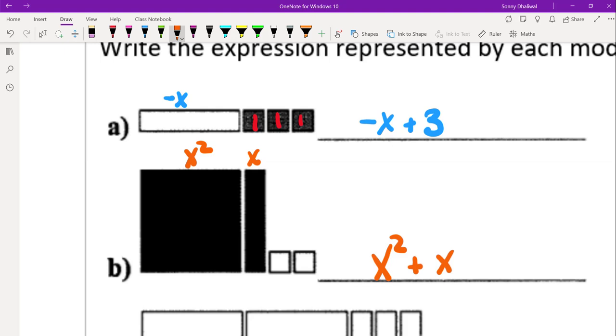Remember, we need to separate the terms. So every single one of these needs a plus or a minus in between them. If it's positive, we put a plus sign. If it's negative, we put a minus sign. Okay, next one. What are these? Negative 2. We have a negative 1 and a negative 1. There's 2 of them. So this is negative 2. So we have a minus 2.